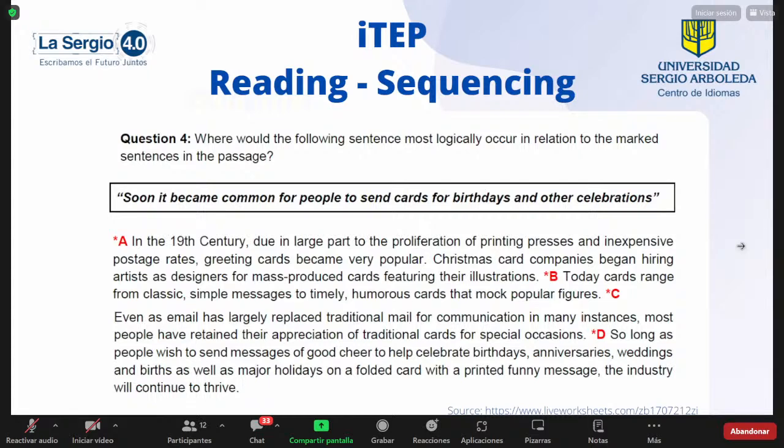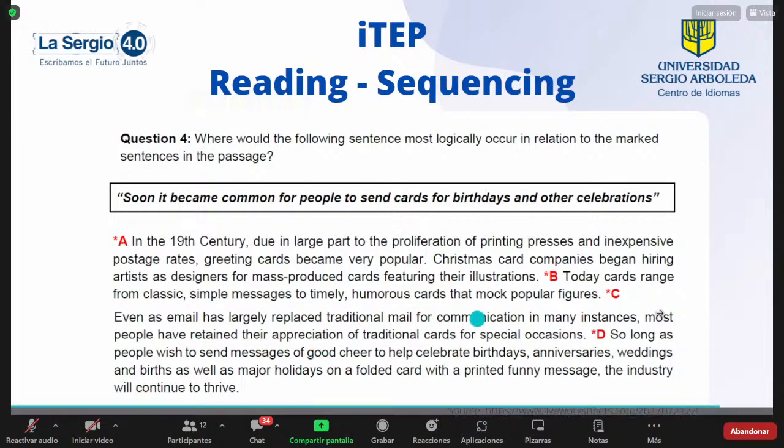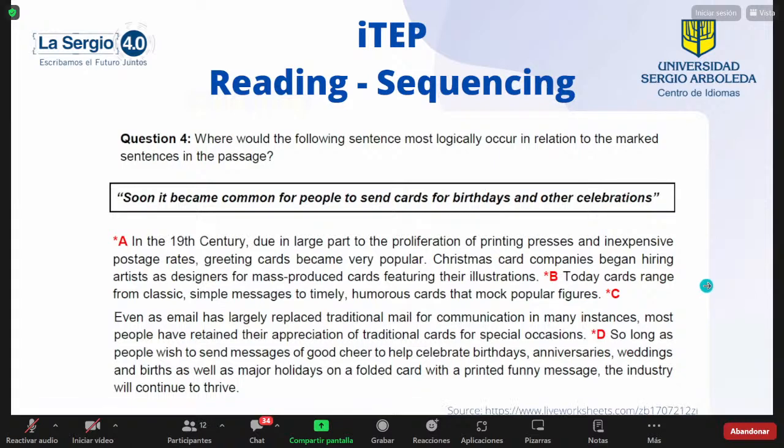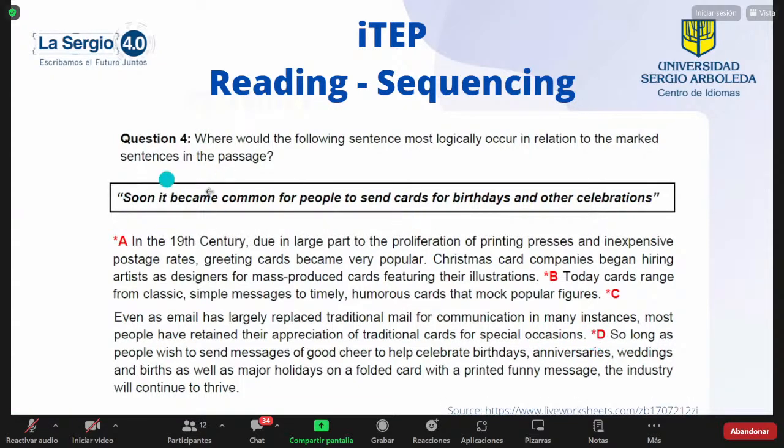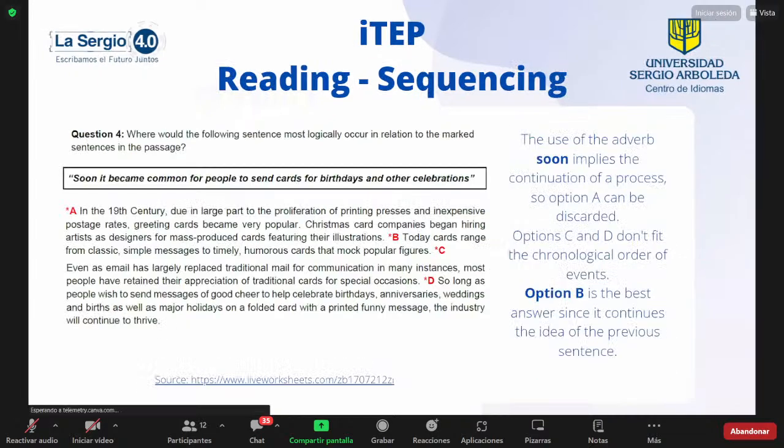Okay, time's up. And the answer is... most of you wrote D. Even as has soon. O sea, acá, pero soon it became. Look, this is the past. I haven't seen the answer, but I would say it's B.